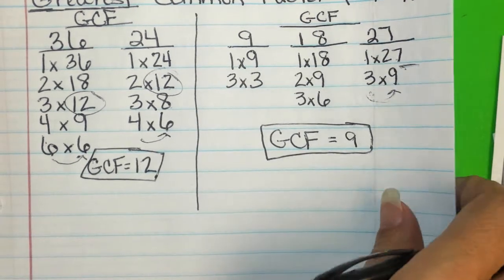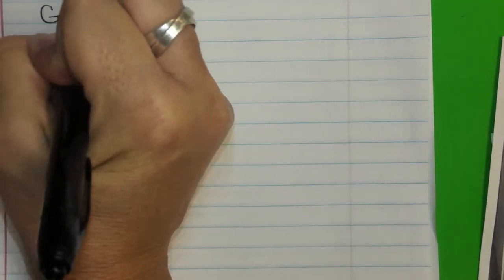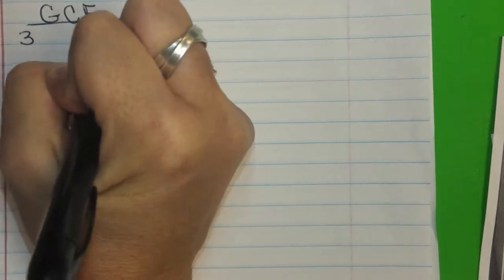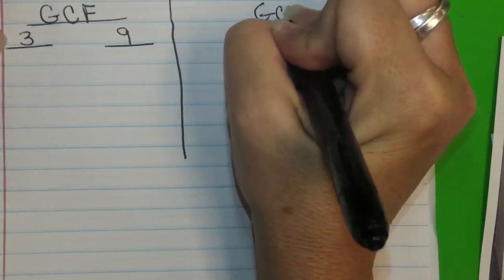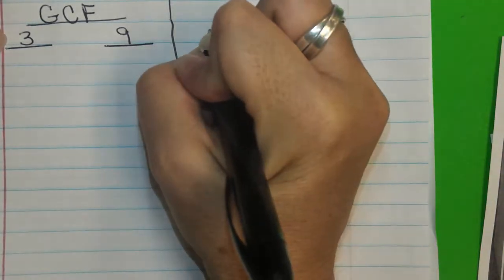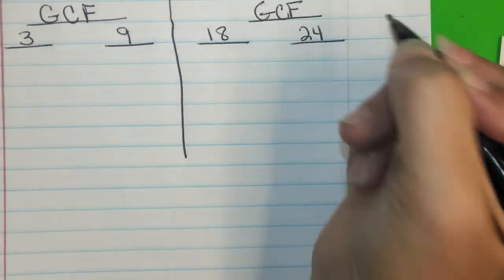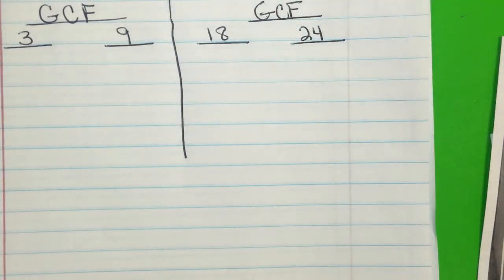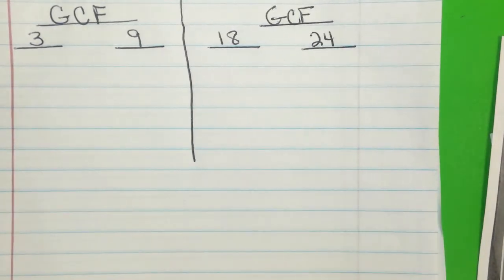Okay, let's do one more GCF or 2 more. Okay, if you get this one very quickly, don't give away the answer. Give everybody a second. Let's do 3 and 9. And 18 and 24. So, just try those two, 3 and 9. There's a reason behind the first one. I just kind of want to show you something.